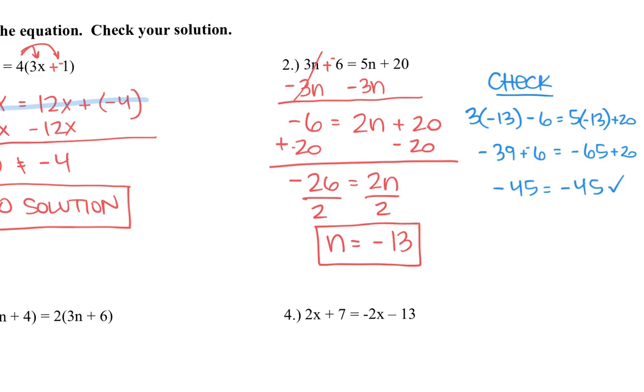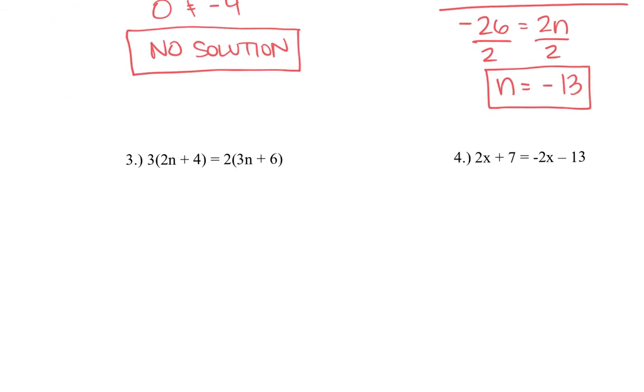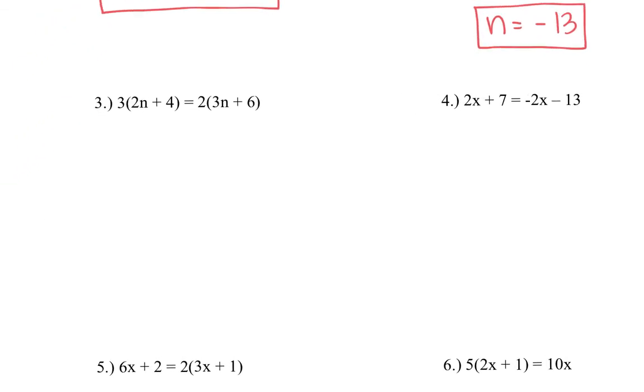All right, let's go down to number 3. Okay, on number 3, I'm going to start by distributing. So on the left side, I'm doing 3 times 2n and 3 times 4, and I also need to distribute on the right side 2 times 3n and 2 times 6. So I've got 6n plus 12 equals 6n plus 12.